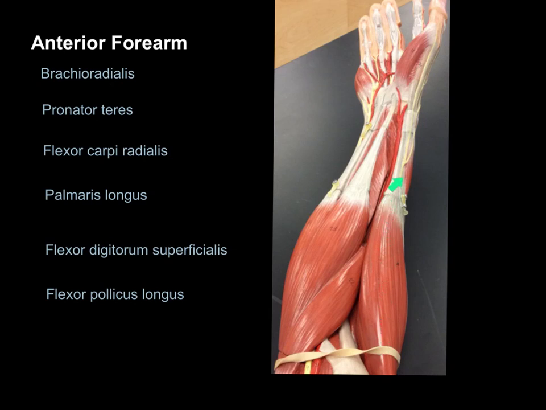And again, if we follow the tendon, we see that it does go to that thumb side or lateral side of our forearm, brachioradialis.